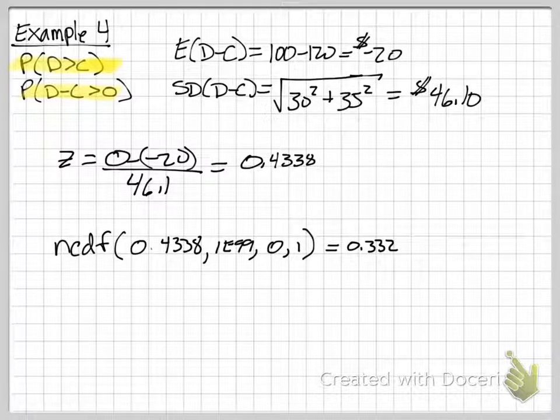Now calculate your z-score. You should have gotten 0.4338 as a z-score. Use normalcdf and you should have gotten a probability of 0.332.